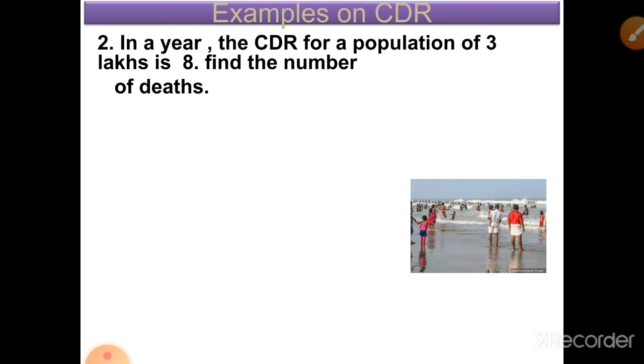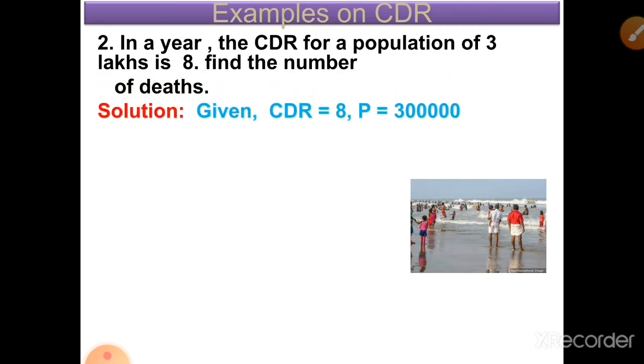In this question, first you observe the question, what is given and what you have to find out. In a year, the CDR for a population of 3 lakhs is 8. Find the number of deaths. So in this question, CDR is already given, and you need to find the number of deaths.